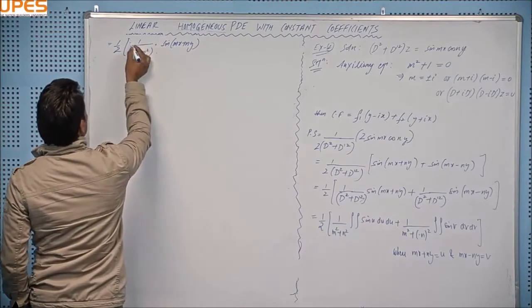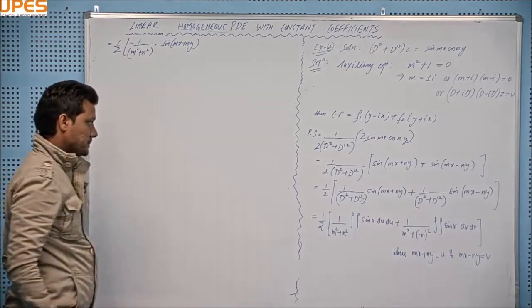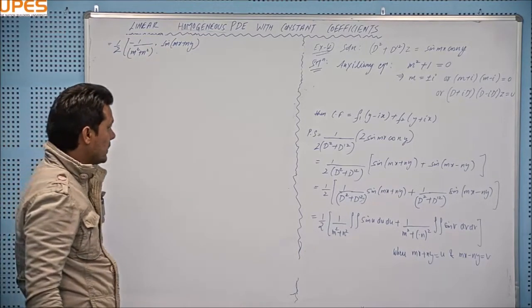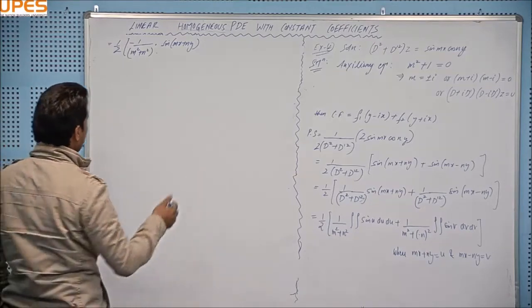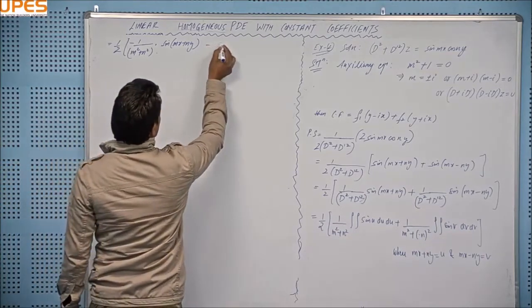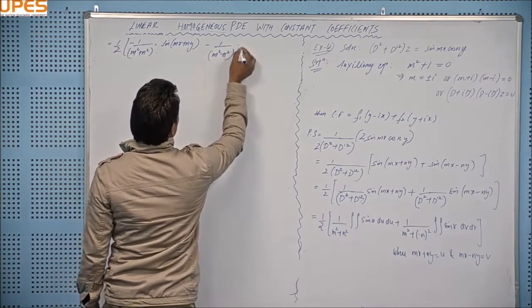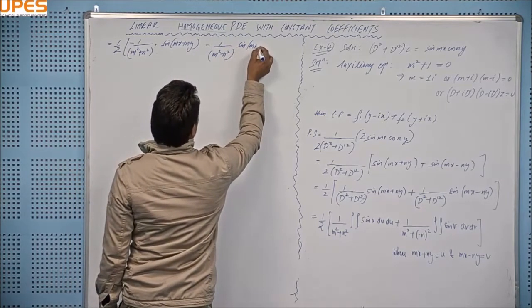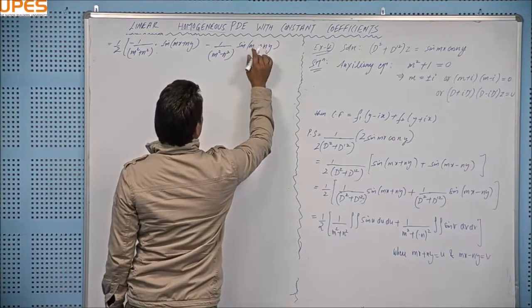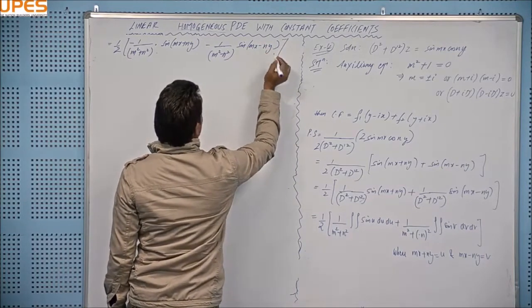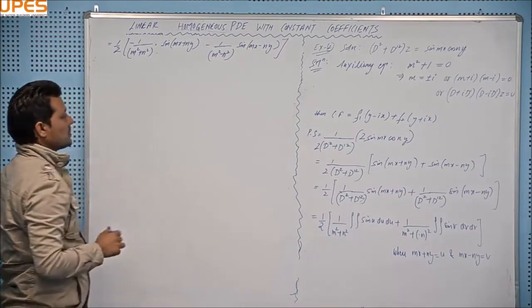Should I put this minus here? Minus. Okay. Similarly, integrating that, I will get minus 1 upon m square minus n square, and here I will have sine mx minus ny. Okay, so this is the answer.